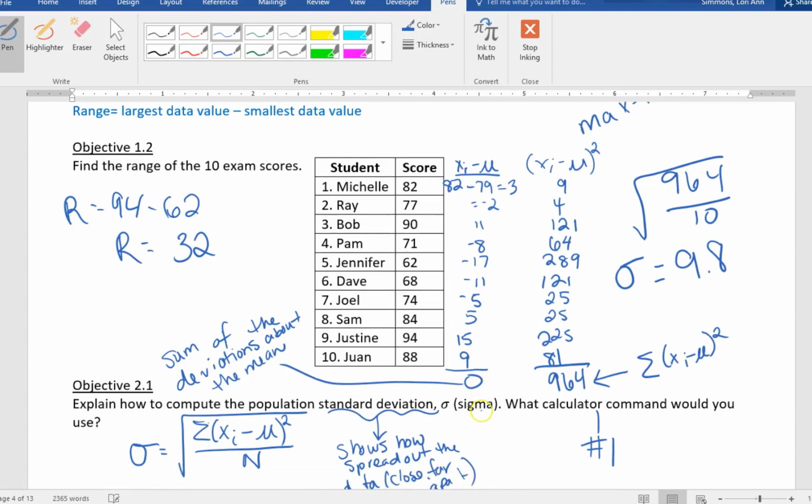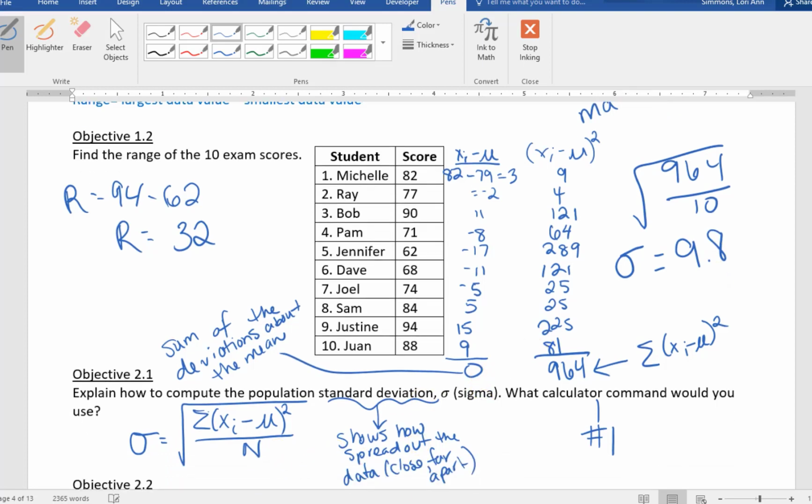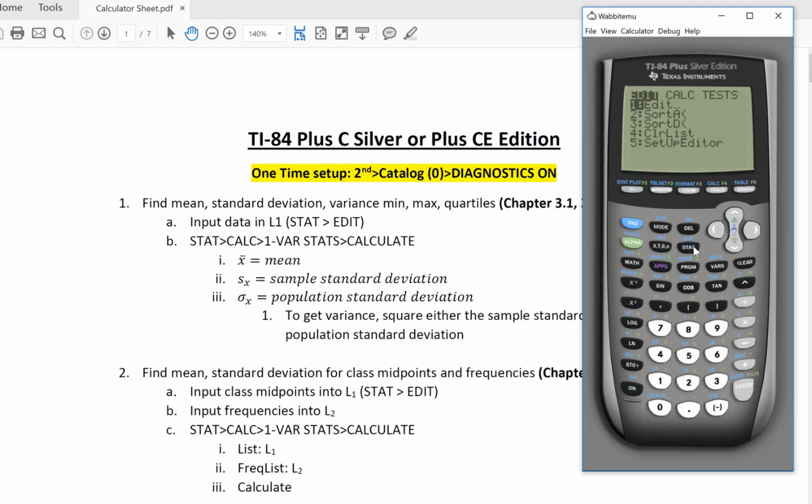So let's try to do this on our calculator and see if we can get the same thing. So we go to Stat, Edit, put your information in the list. I have done that already. Step B, go to Stat, Calc, One-Var Stats, and then we're going to do List 1.